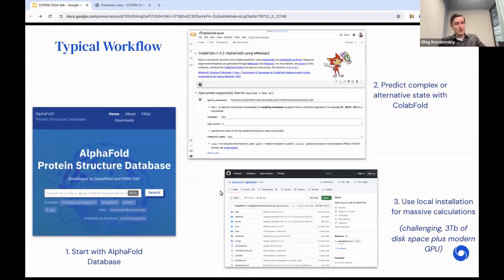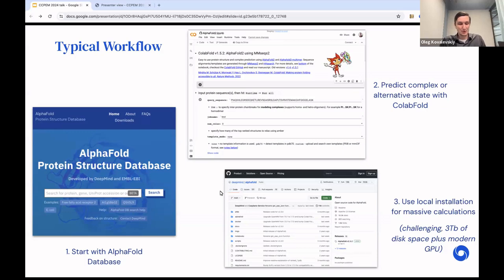And if you plan to run massive predictions like interaction screenings for hundreds of structures, then you may consider installing AlphaFold locally on your powerful workstation with a state-of-the-art GPU.